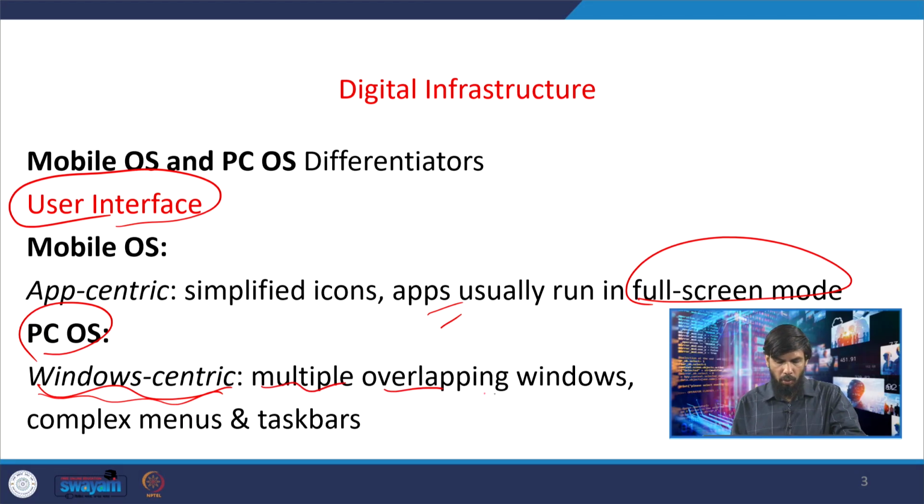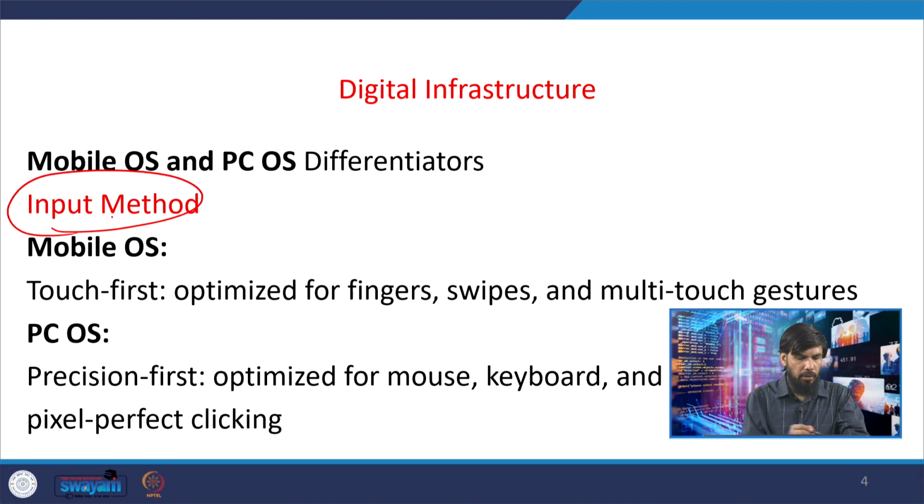So, multiple overlapping windows, complex menu items and taskbars. In case of user interface, PC OS is very Windows centric, with multiple applications running at the same time. In case of mobile OS, it is app centric. So, a particular app is taking full screen and running at one time and having access to the hardware and all.